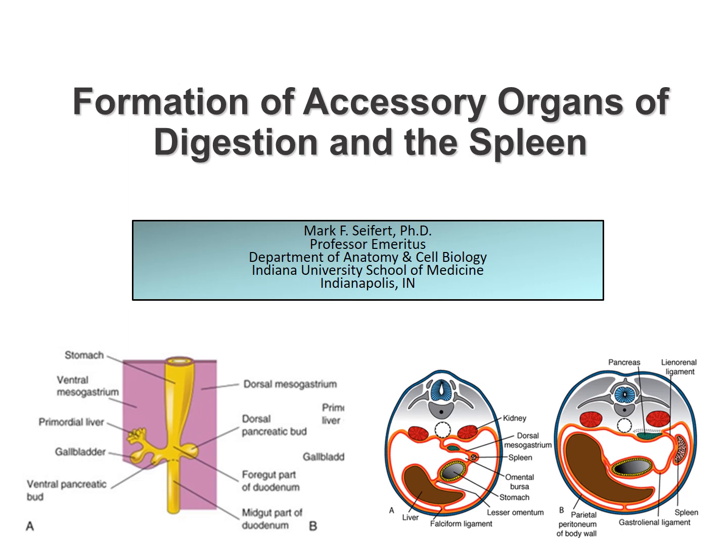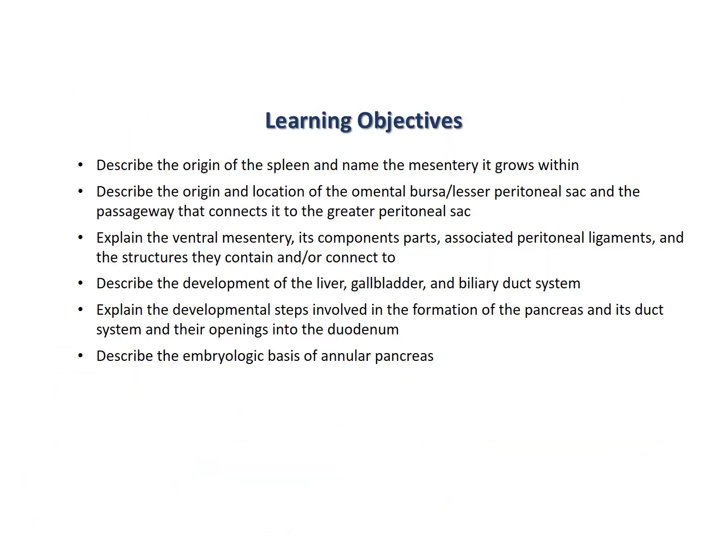This video presentation extends and completes the earlier presentation on the development of the embryonic gut tube by addressing the development of accessory organs that support the digestive process and the development of the spleen. This list of learning objectives will guide your learning of the content of this presentation.